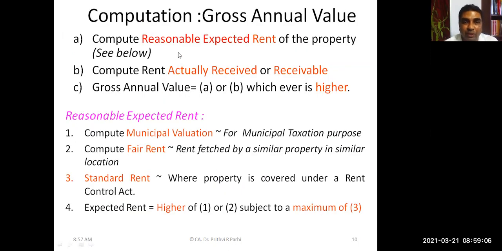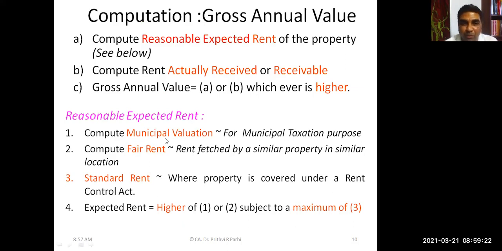So we have to compute reasonable expected rent, then compute actual rent received or receivable. Gross annual value in normal circumstances is whichever is higher. Okay. Now, how to compute this reasonable expected rent? What you have to do?